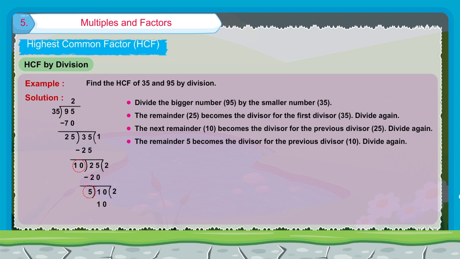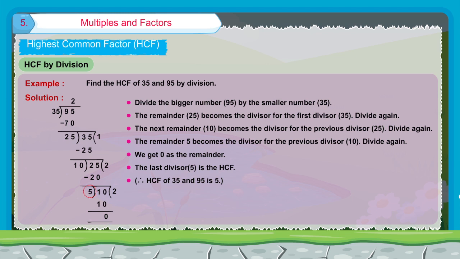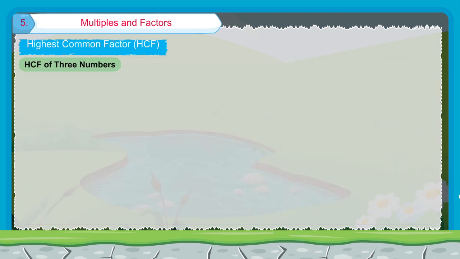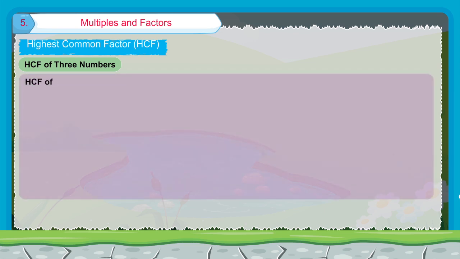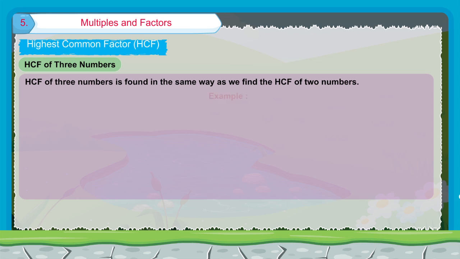10. Divide again. We get 0 as the remainder. The last divisor 5 is the HCF. Therefore, HCF of 35 and 95 is 5. HCF of 3 numbers. HCF of 3 numbers is found in the same way as we find the HCF of 2 numbers. Example: find the HCF of 28, 56 and 84 by factor method.